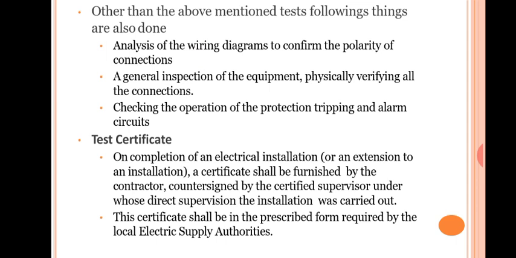Then at the last, the electrical inspector, the electrical supply authority, should issue a test certificate. On completion of electrical installation, a certificate shall be furnished by the contractor, countersigned by the certified supervisor under whose direct supervision the installation was carried out. This certificate shall be in the prescribed form required by the local electrical supply authority.